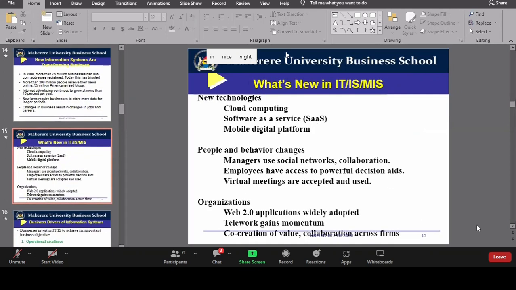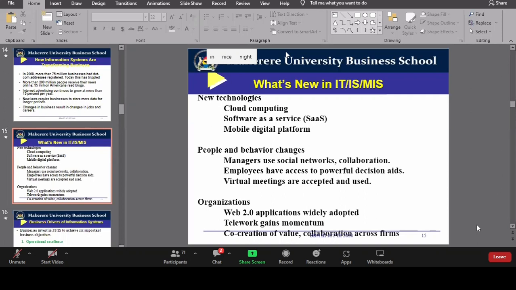Okay. What is new in the trends of IT, IS, and management information systems? Look at things like cloud computing, look at software as a service, look at mobile digital platforms, look at artificial intelligence, look at cryptocurrencies. All of those things are new trends. Then people and behavior changes.